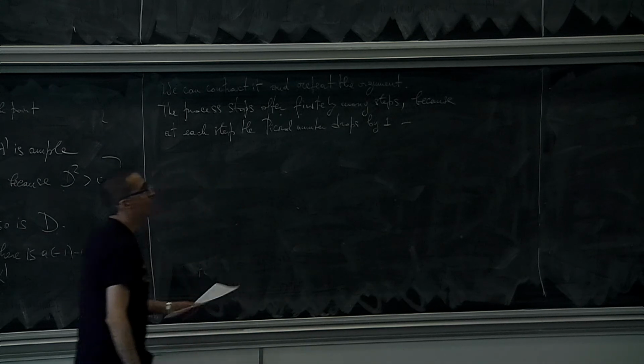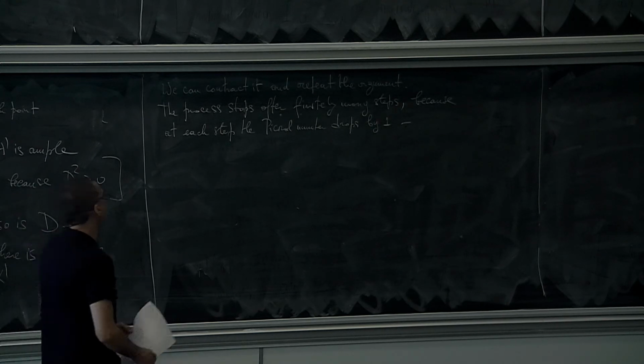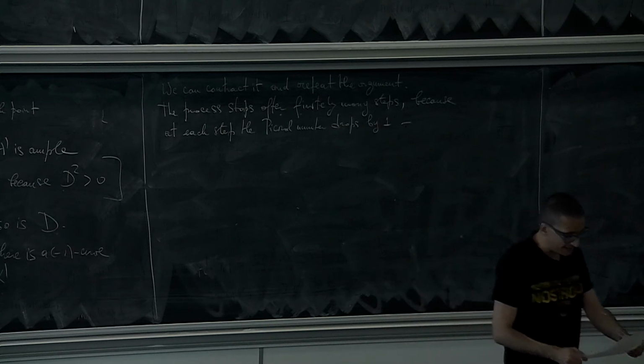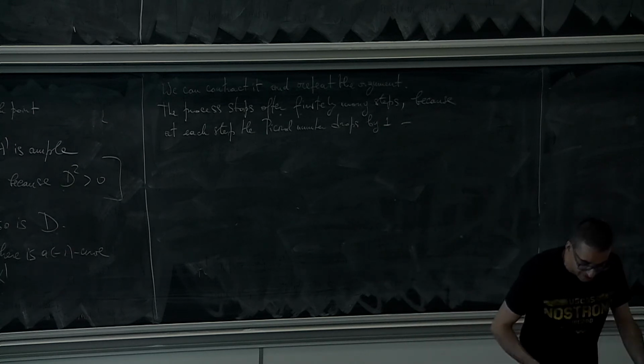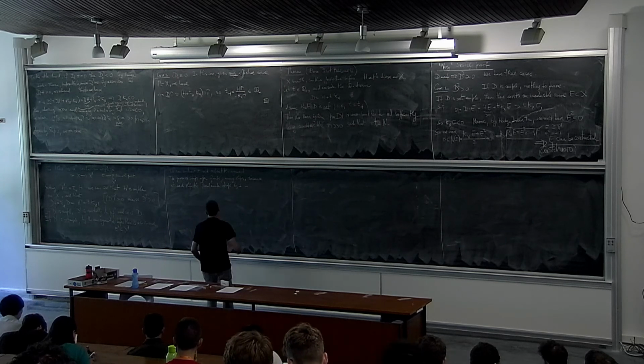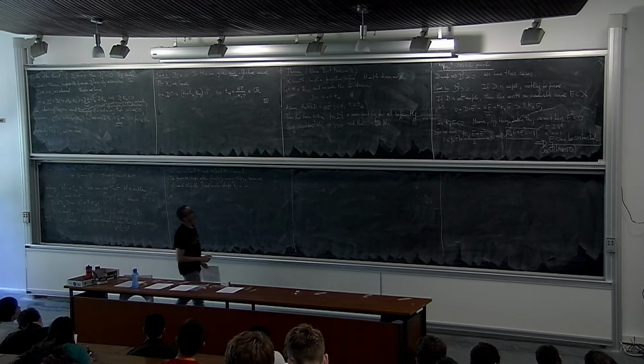So the case is done. The Picard number cannot become 0 because we are in the projective situation. So at most after rho of x minus 1 steps, we are done. And now here, case 2. Okay, I wrote case 2.